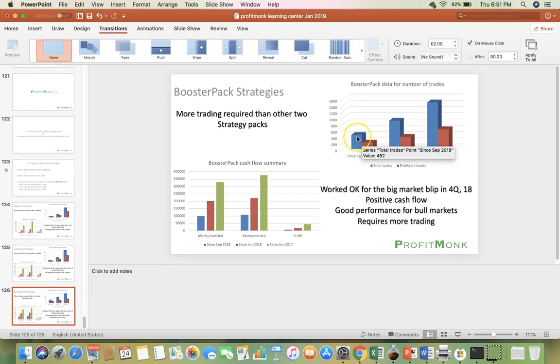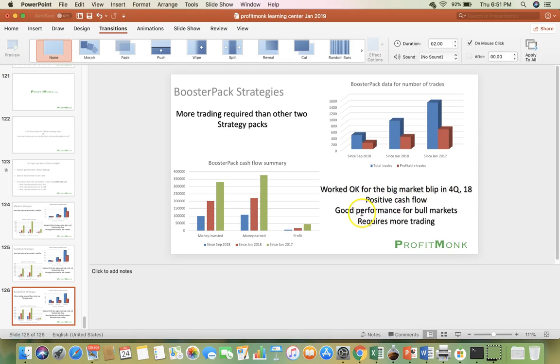So you have more trading required, about 450 trades in the last quarter, 203 wins, and okay, so that makes a difference, because even though the market has been volatile, you have made about $7,900. That's a good amount of profit, considering that the last quarter has typically been quite brutal on most of the portfolios. So if somebody was using this default strategy, he or she would still be up a few $1,000s using Booster Packs. So this worked quite okay for the big market blip.